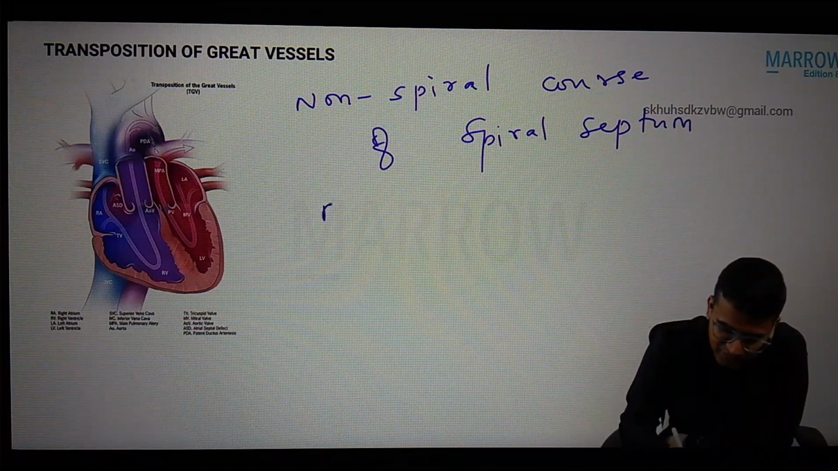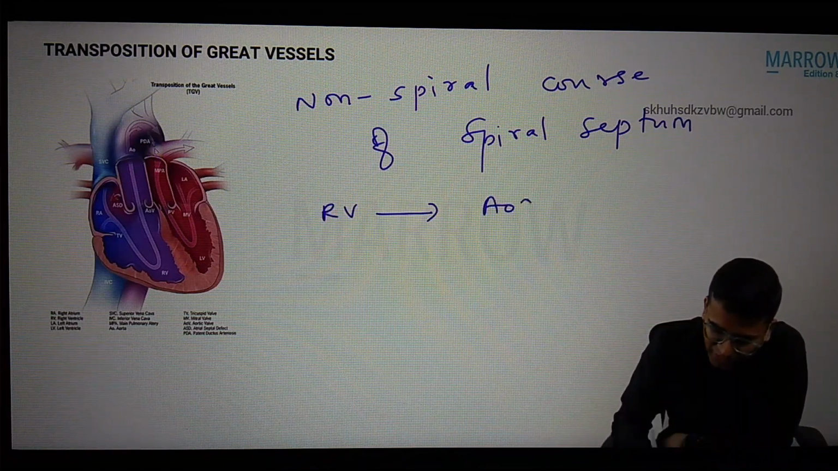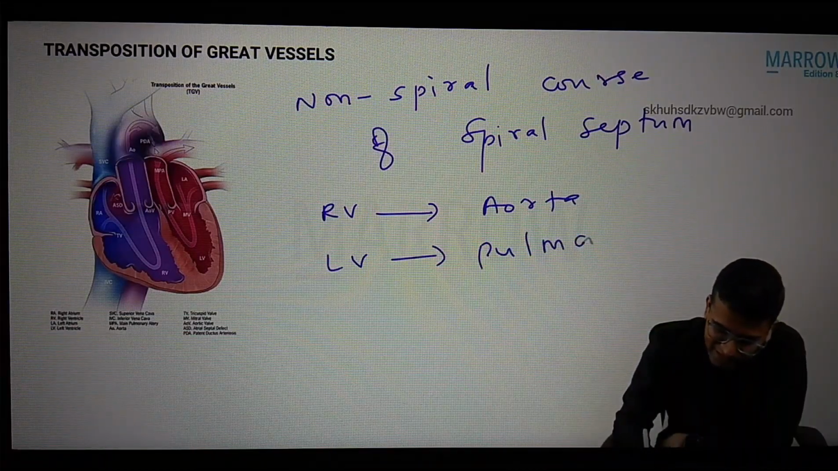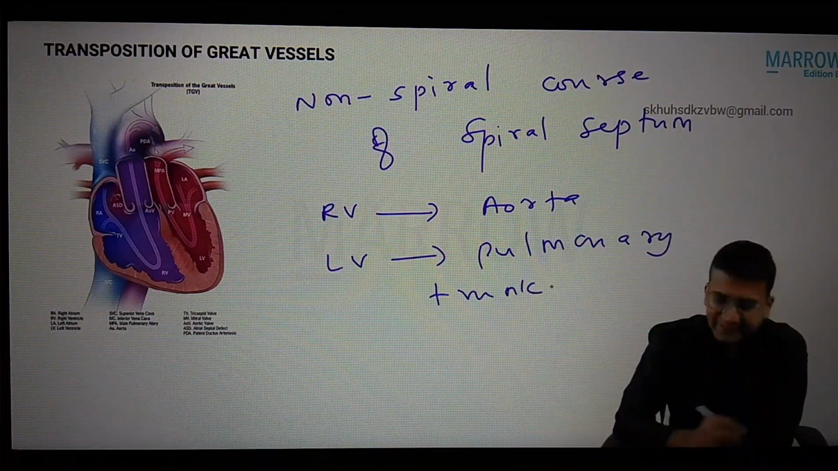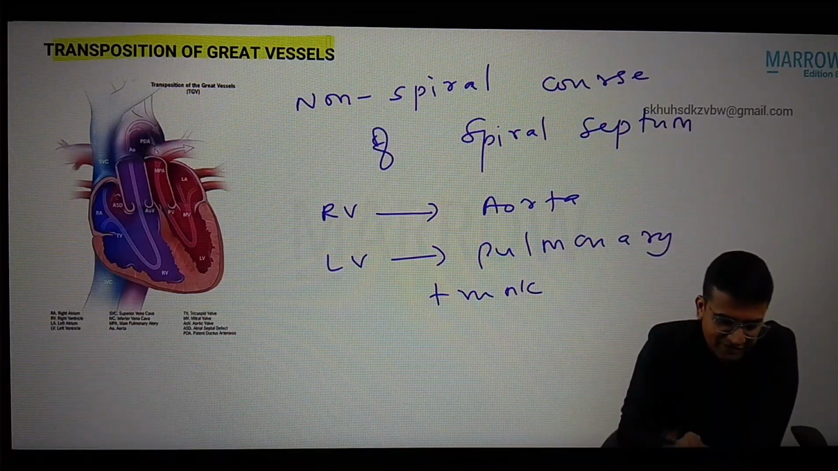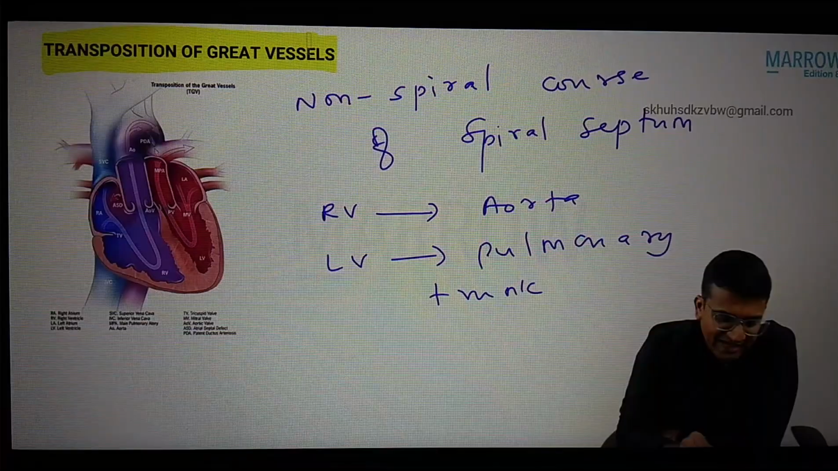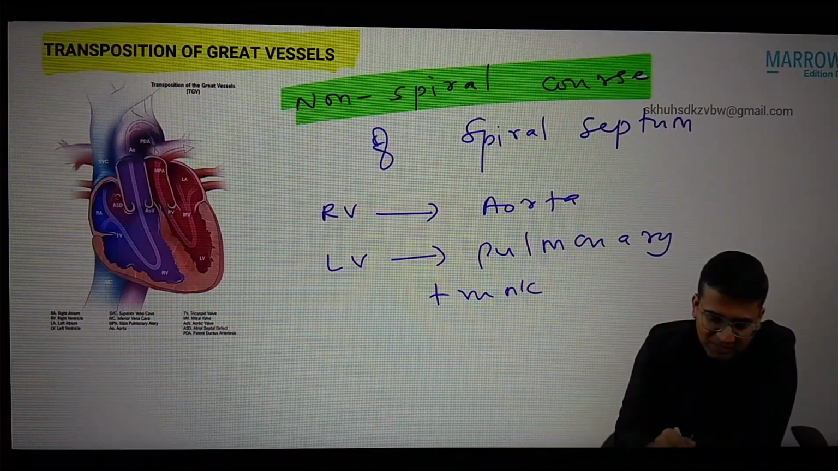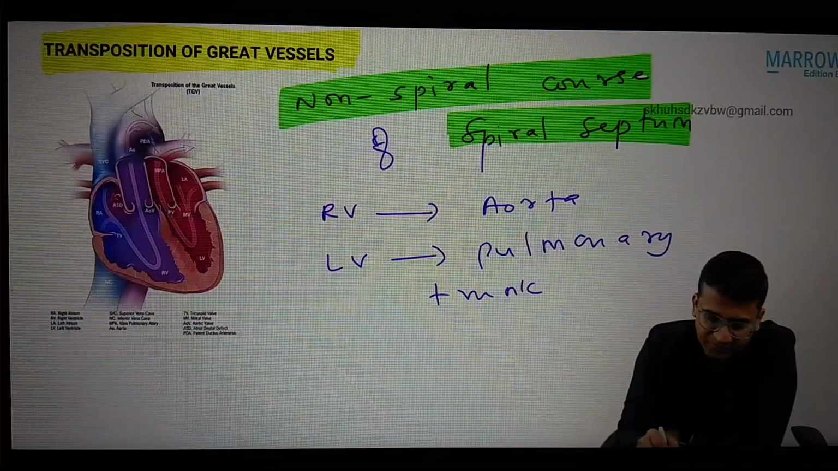So by this septum, the blood from the right ventricle is given to the aorta. Blood from the left ventricle is given to the pulmonary trunk. Okay. Now this condition is called transposition of great vessels. So transposition of great vessels is due to the non-spiral course of the conotruncal septum or spiral septum.